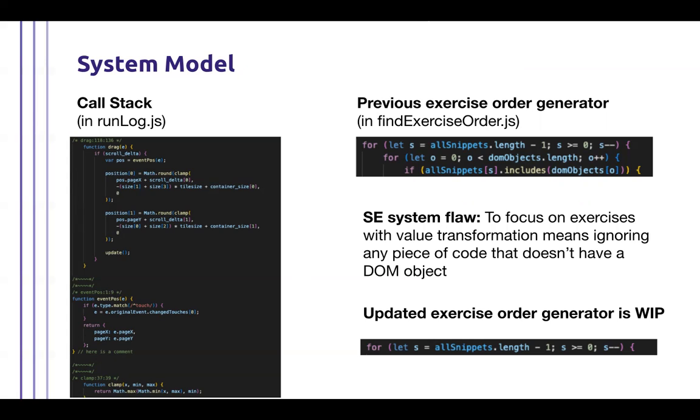So instead, for the new system model, in order to update this exercise order generator, we just need to iterate through all the snippets in the reverse call stack order and just remove all of the conditions that checked if there was a DOM object. But we also need to make sure that each exercise that we generated is well scoped and contextualized. And this is the tricky part, and it's still a work in progress.